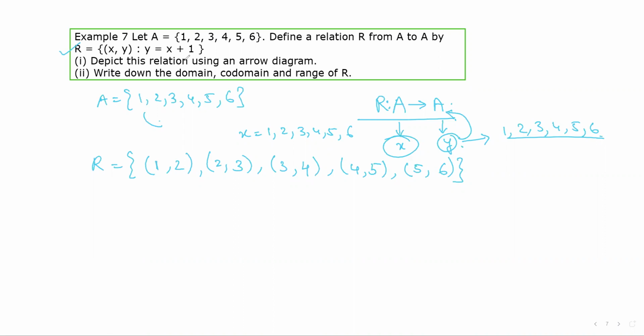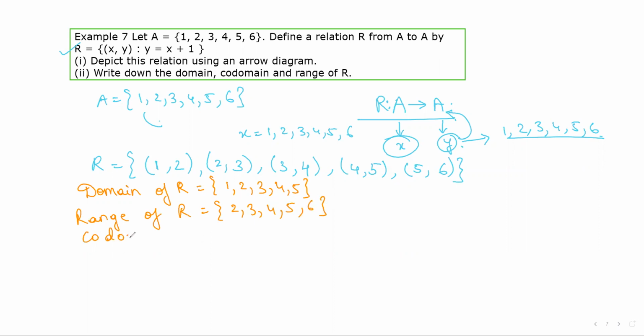In this question, you have to depict this relation using an arrow diagram. Write down domain, codomain, and range. So we'll do the second part first. We'll write down the domain, range, and codomain. Your domain of R is a set of all the first values of your ordered pairs, which are 1, 2, 3, 4, and 5. Your range of R are all values which are the second values of your ordered pairs of R, which are 2, 3, 4, 5, and 6.